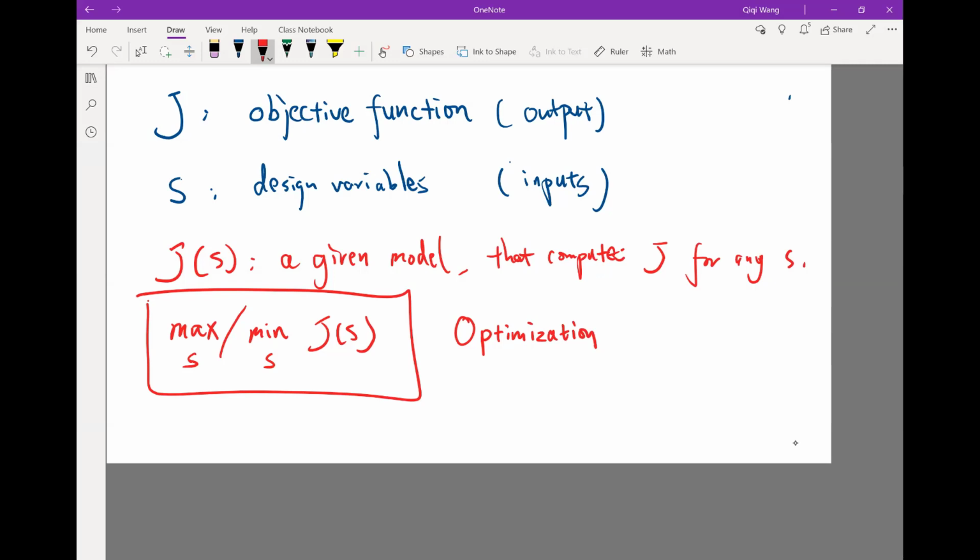I'm just giving you a very simplistic overview of optimization methods, and we're going to start from the simplest, easiest to solve optimization problems, and step towards the more complex ones.